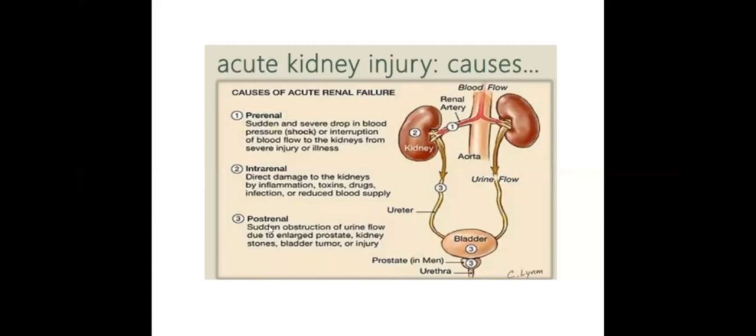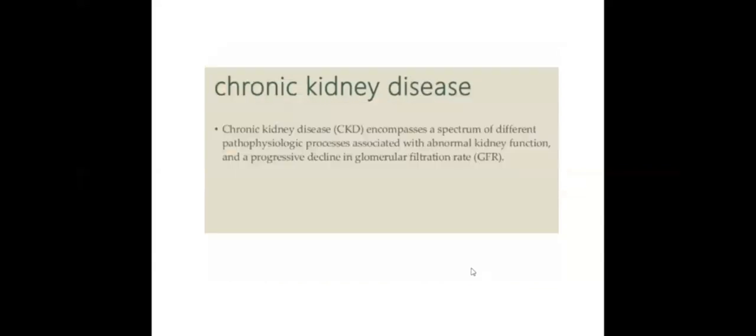Post-renal kidney injury is because of sudden obstruction of the urinary flow, maybe a stone, maybe the blockage by a stone at this site or at this site. This will lead to post-renal acute kidney injury.